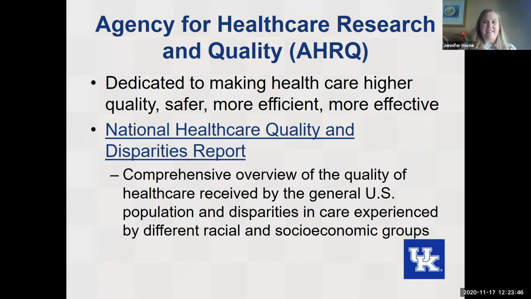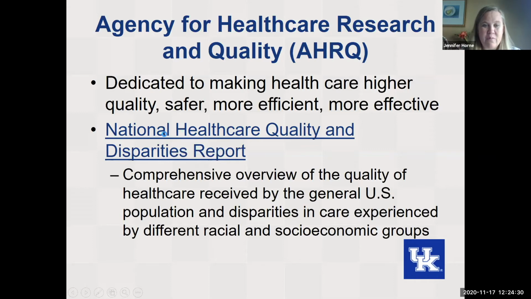The next one is the Agency for Healthcare Research and Quality. You may not have heard of this one as much unless you're in the healthcare field right now, because they are dedicated to making healthcare higher quality, safer, more efficient, more effective. They work with doctors and medical facilities. They collect a lot of information. One of their flagship reports is this National Healthcare Quality and Disparities Report, where they do a comprehensive overview of the quality of the healthcare received by the general population, and also the disparities in care that are experienced by different racial and socioeconomic groups.